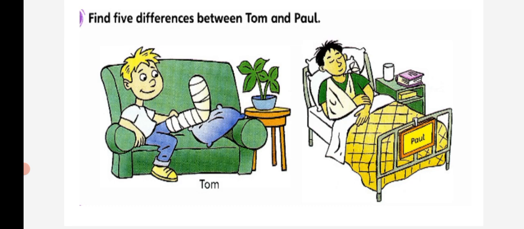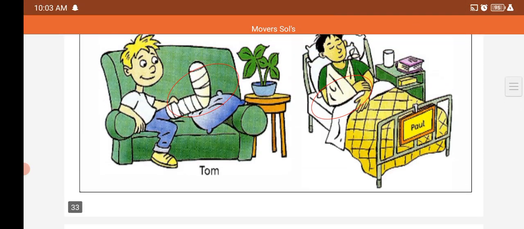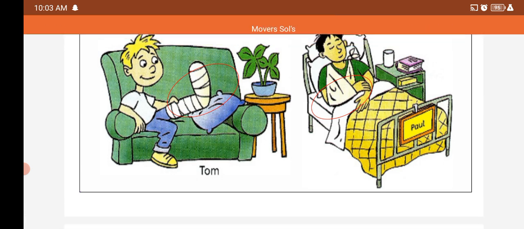Now, looking at the picture on your screen, Paul is the guy with the blonde hair and Tom is the guy lying on the bed. So I'm going to take you through some of the differences that you can find between Paul and Tom, or Tom and Paul in this case. First, if you study the picture critically, what I did is some circling to guide you to easily identify the differences.